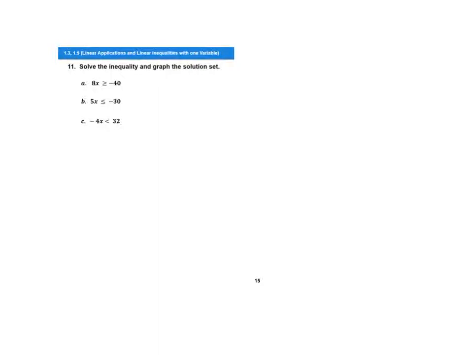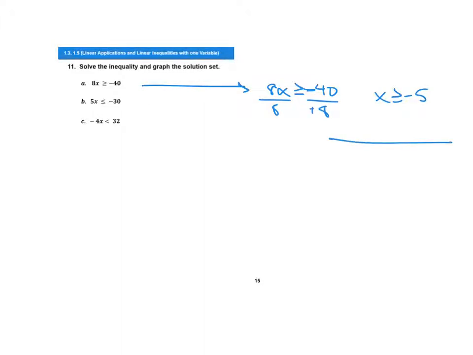Let's look at this one here. 8x is greater than or equal to negative 40, so I'm going to divide by 8. And so x is greater than or equal to negative 5. Negative divided by positive is negative. And so if you wanted to do a quick sketch, I'm going to include it at negative 5, and all the values are larger than negative 5. Part B.